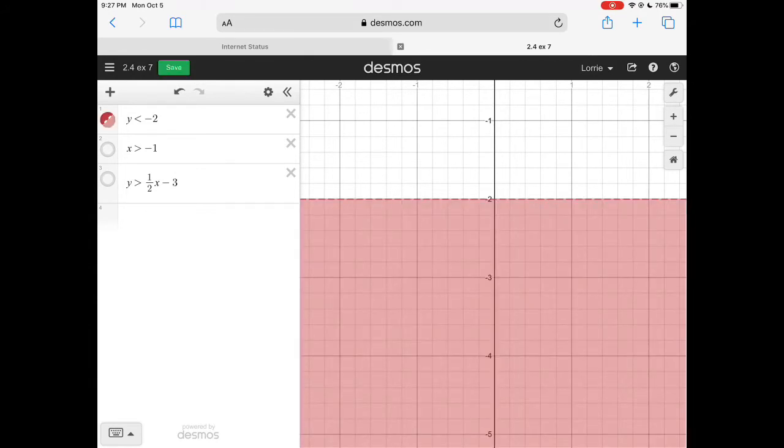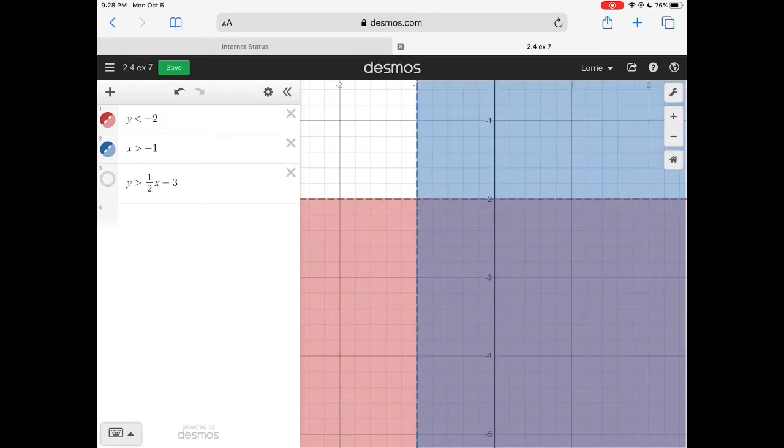Notice that it's a dashed line and that our Y values are getting smaller because it's less than in the shaded region, so that pinkish red region. X is greater than -1. That's going to be a vertical line going through the point -1, and it's a dashed line as well. And we are shading to the right because our numbers get bigger as we go to the right. Greater than means bigger numbers.